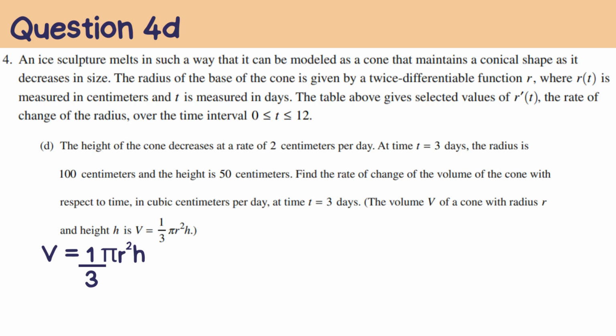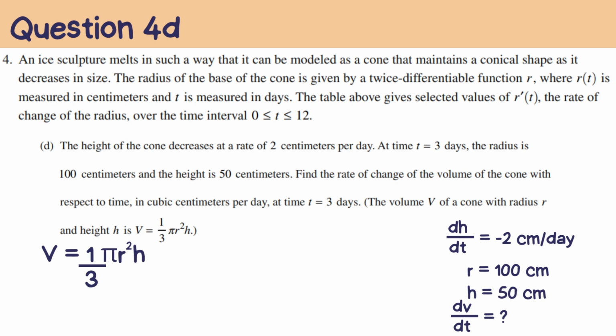So we have the height, and it is decreasing at a rate of 2 centimeters. So this is not going to be our height, but it's going to be the rate of change of the height, so it must be dH dt. And that's going to be a negative 2 because it is decreasing. And we're also given the radius, which is 100 centimeters. That's r. And then our height, or h, is going to be 50 centimeters. And our dV dt, or the rate of change of the volume, is what we're trying to find.